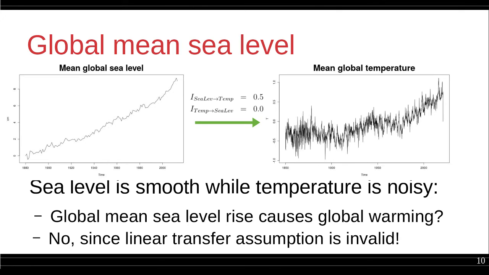So, we know that the rising global temperature is causing the rise in the global mean sea level. The Liang method should not be applied in this case since the information transfer is not linear. Instead, information passes through a low-pass filter from the global temperature to the mean global sea level, so that only the low-frequency signal, and not the high-frequency noise, is passed from the global temperature to the global sea level.